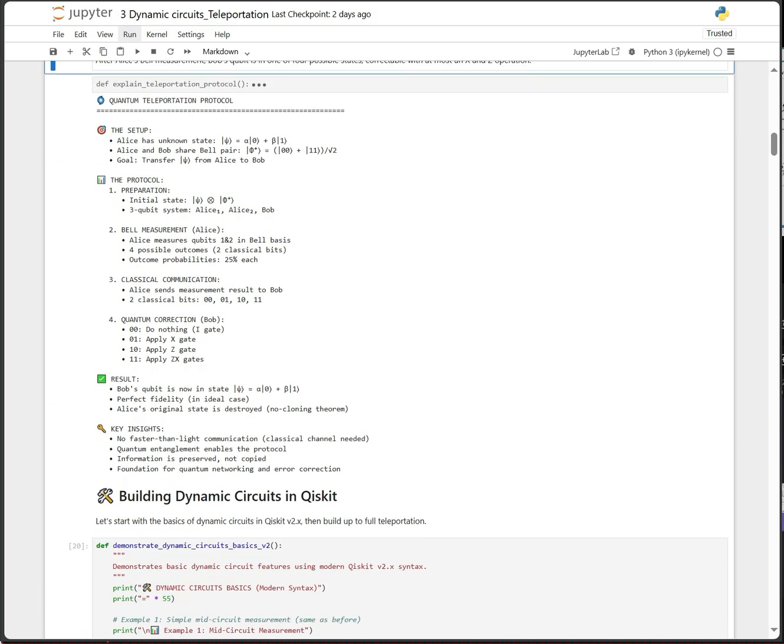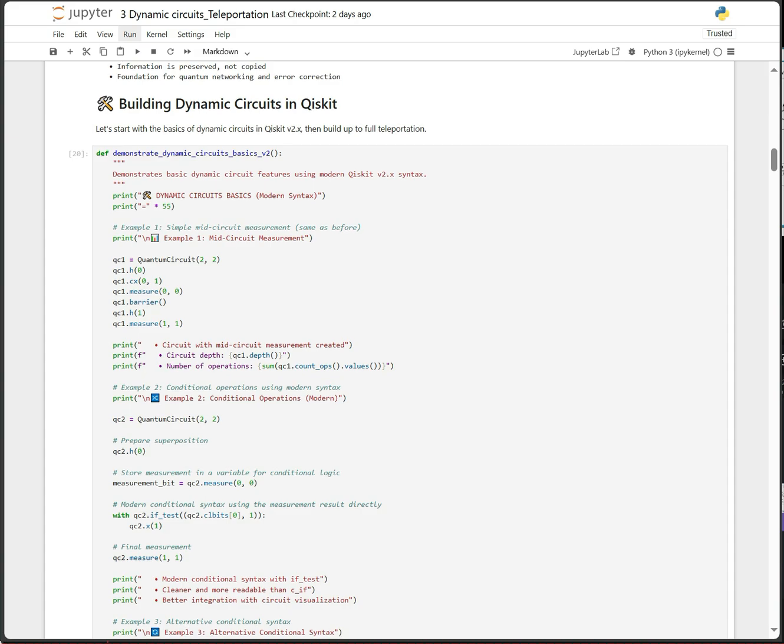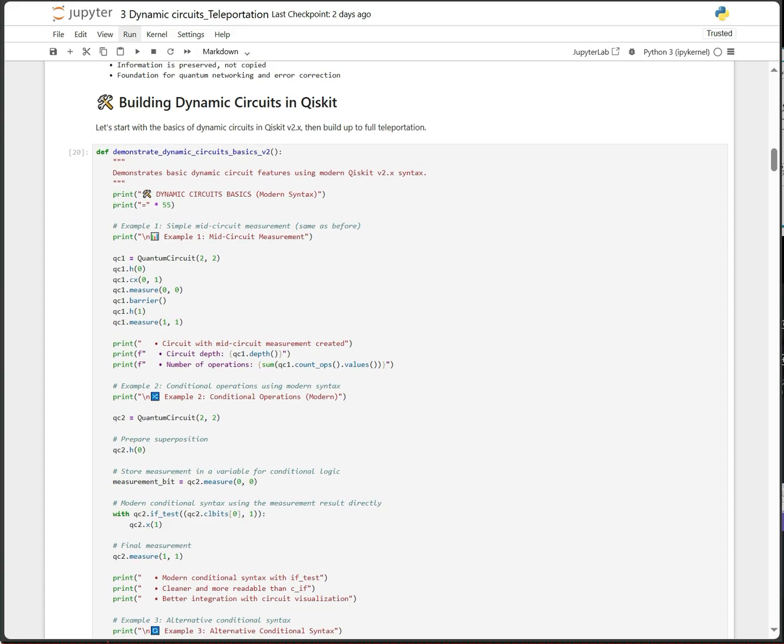Here I have some of the details, but I'm going to use this function, demonstrate dynamic circuit basics P2. Here I'm going to leave you 3 examples. As in the previous lesson you saw how to build the quantum circuit. Here we have in particular 2 qubits and 2 classical bits. We set the operation rules, and also notice that the extra measurement we have here is in the middle, because this is what's going to be the dynamic circuit.